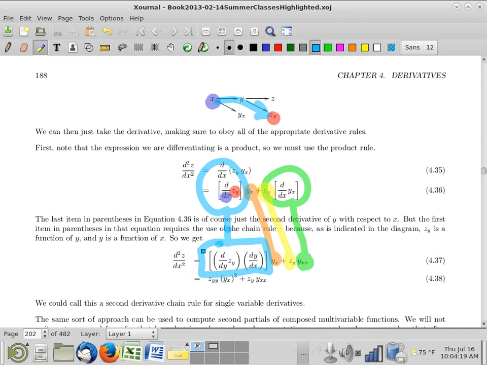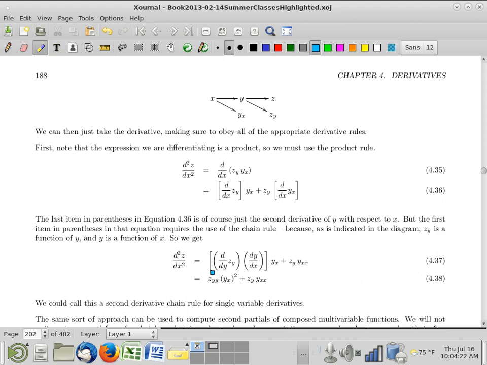Right, and then those simplify. The derivative of zy with respect to y, that's not a chain rule problem. That's just the second derivative of z with respect to y. The derivative of y with respect to x is just yx, and so I get yx squared there. So altogether, here's the punchline. The second derivative chain rule for single variable calculus would look like that.